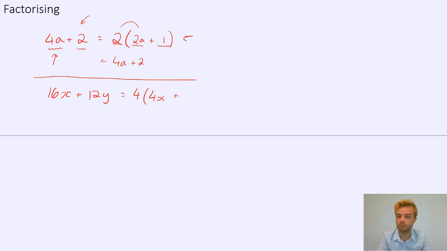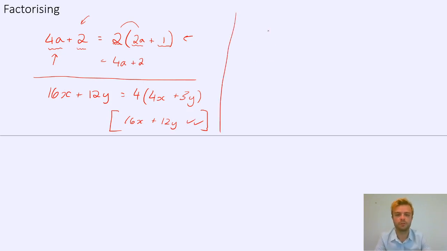Plus, what do I multiply by 4 to get 12y? The answer is 3y. I multiply by 3 to get the 12 and y to get the y. So that's the factorised version. But again, if you want, you can do a little check, which is not part of your actual working out. It's just a check to see if you've got the right answer. 4 times 4x is 16x, and 4 times 3y is 12y. Yeah, so my check shows that I did get the right answer because it is the same as what we started with.